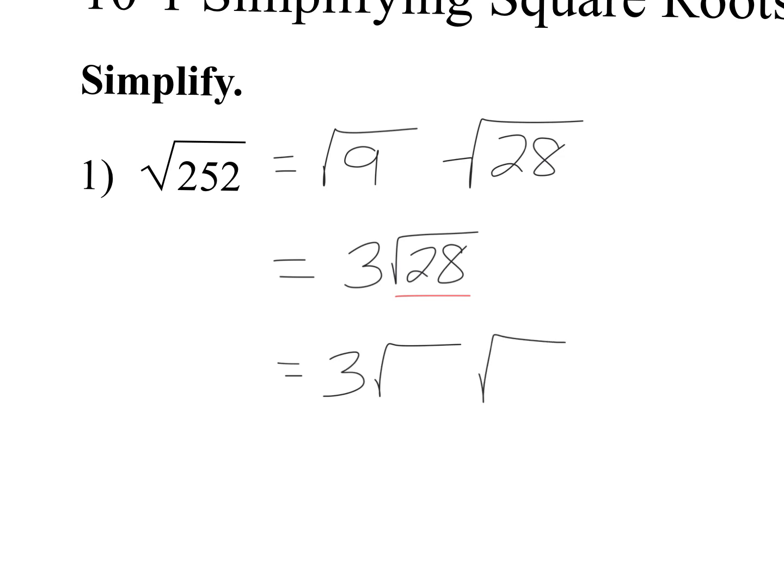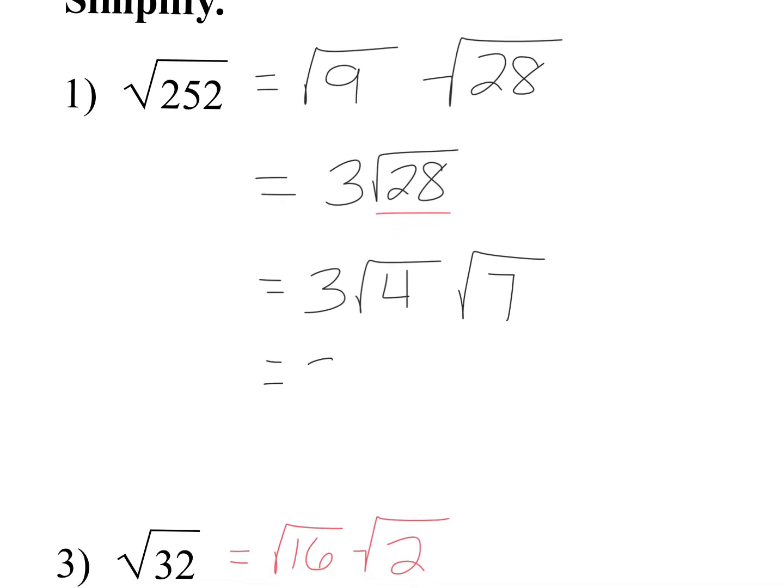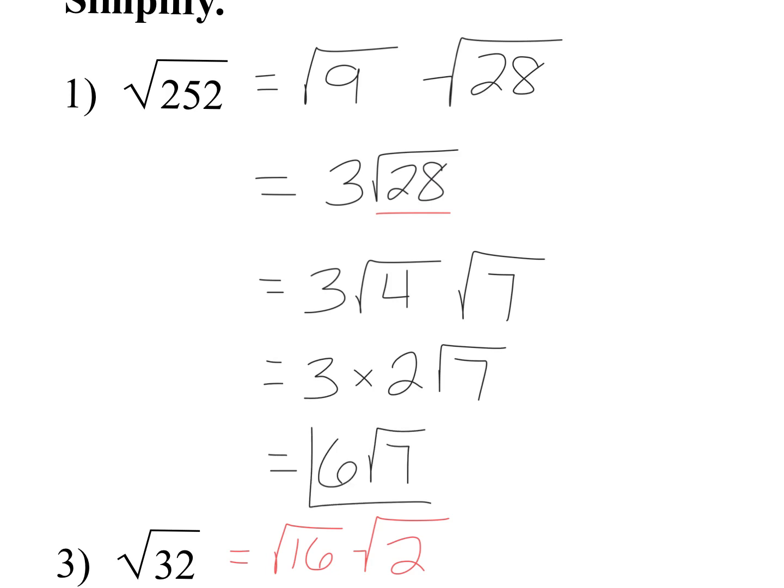So what's a perfect square that goes into 28? Did you say 4? 4. And then what's the rest? 7. So now simplify. I still have that 3. What's the square root of 4? 2. What do I do with the square root of 7? Keep it. Okay, and then the last thing I can do is what? Multiply 3 and 2. Yep, 3 times 2 is 6, square root of 7.